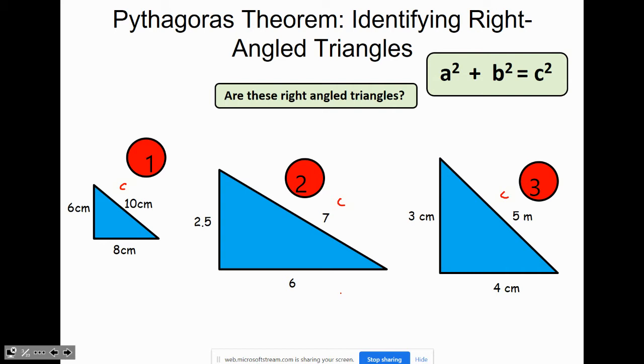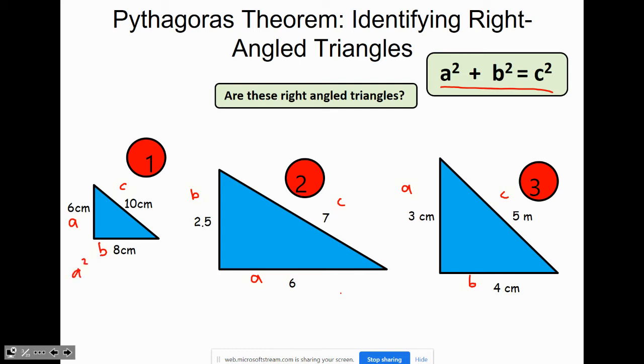Now, if they are right-angled, then this relationship of a squared plus b squared equals c squared will be true. You should already have covered that the lengths A and B are both the shorter lengths, in either order. So this could be A and this B, or this could be A and this B. It doesn't matter which way around we do them, as long as A and B are the two shorter sides. So if we then write this in using Pythagoras theorem, what is A squared plus B squared?